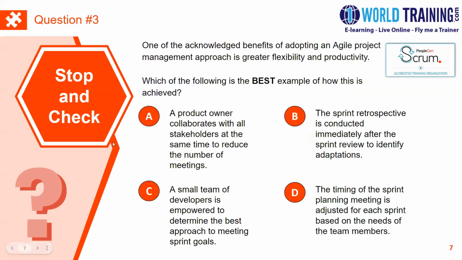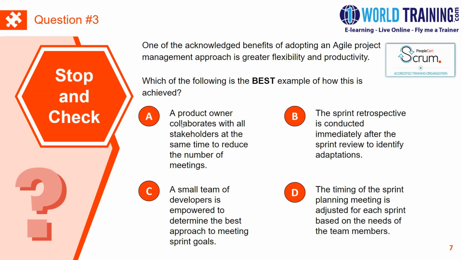So let's move to question number 3. One of the acknowledged benefits of adopting an agile project management approach is greater flexibility and productivity. Which of the following is the best example of how this is achieved? So we are talking about the basic benefits of adopting agile project management, greater flexibility and productivity, and we have to look for the best example of how it is achieved.